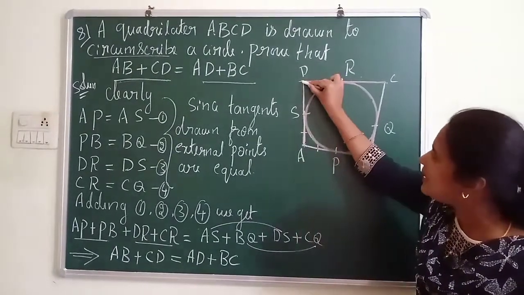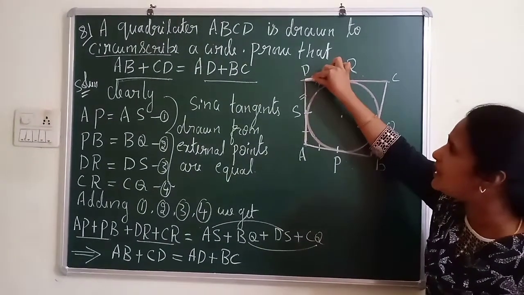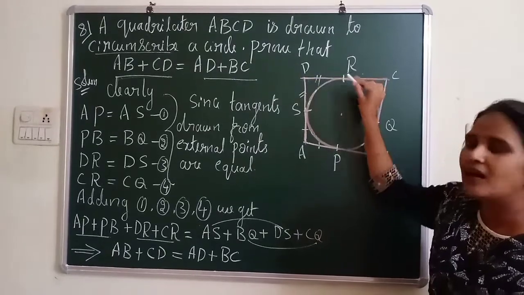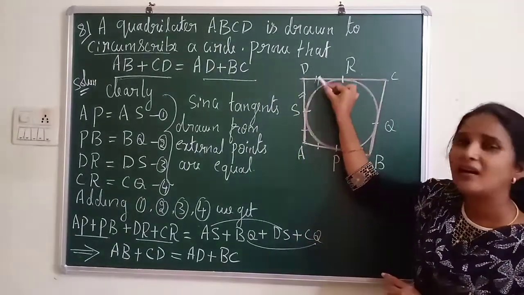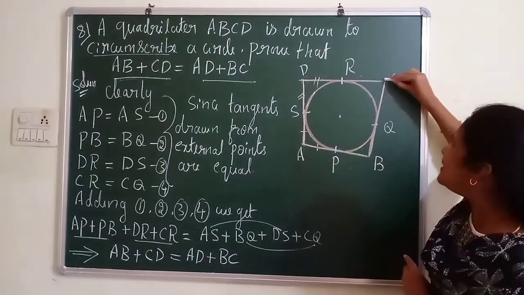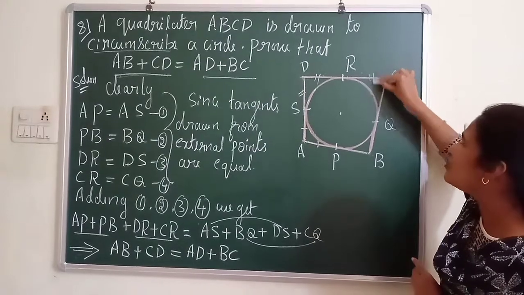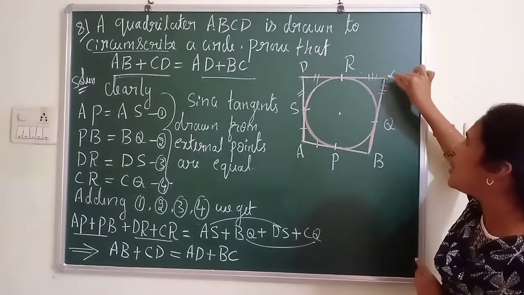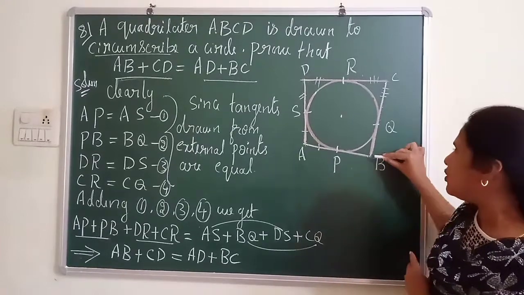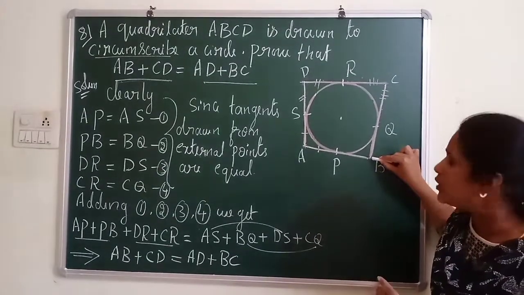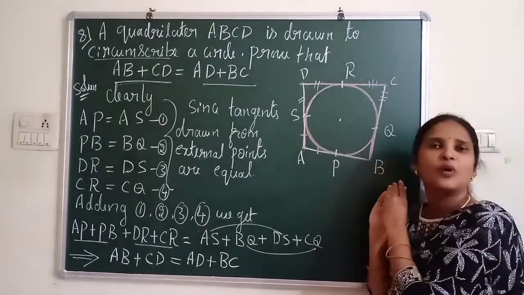Similarly, from D, you can see these two tangents are equal because they are drawn from D. DS and DR are the two tangents drawn from D, so these two tangents are equal. Similarly, C is an external point. CR and CQ are the two tangents drawn from point C, so these two tangents are equal. Similarly, B is an external point, so BQ and BP are equal because they are drawn from the point B.